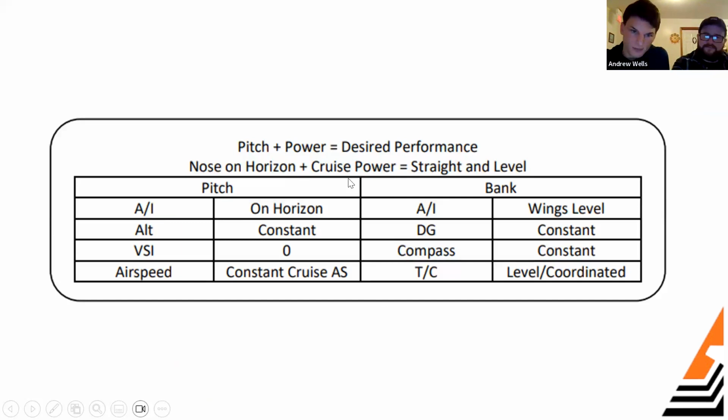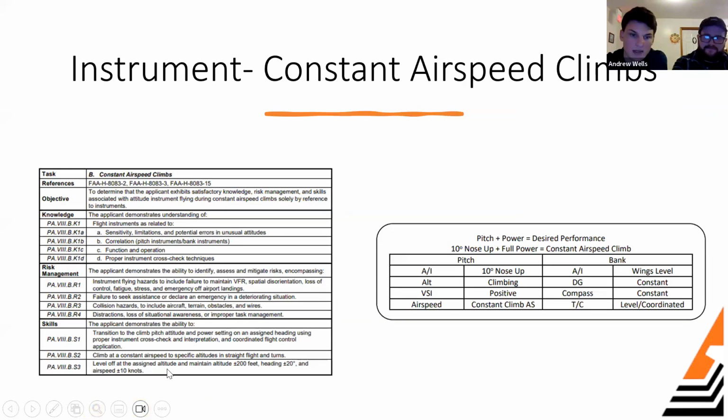Then we have constant airspeed climb, so you're going to possibly have to climb. It shouldn't be too long. When they put you on the fog, it should be, all right, turn left, turn right, make sure you can maintain altitude and heading. They want to make sure you can climb at constant airspeed and level off, plus or minus 200 feet, heading plus or minus 20 degrees, and airspeed plus or minus 10 knots.